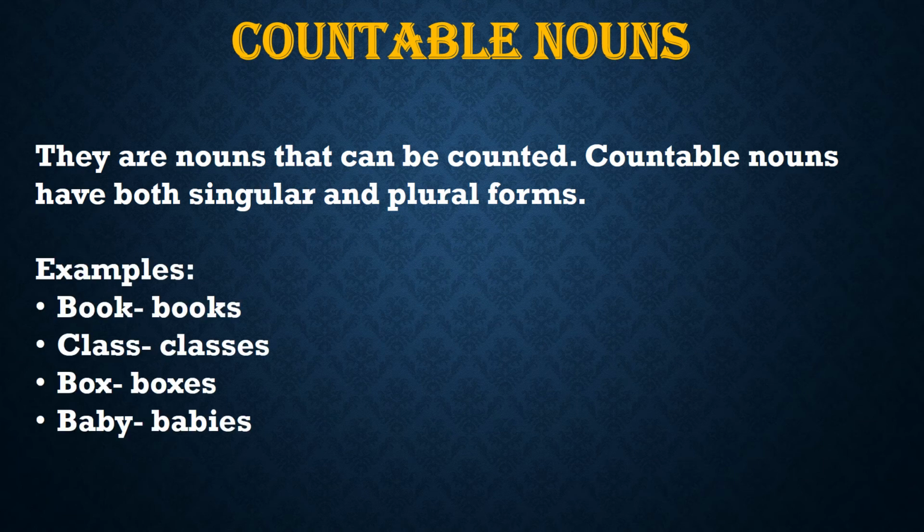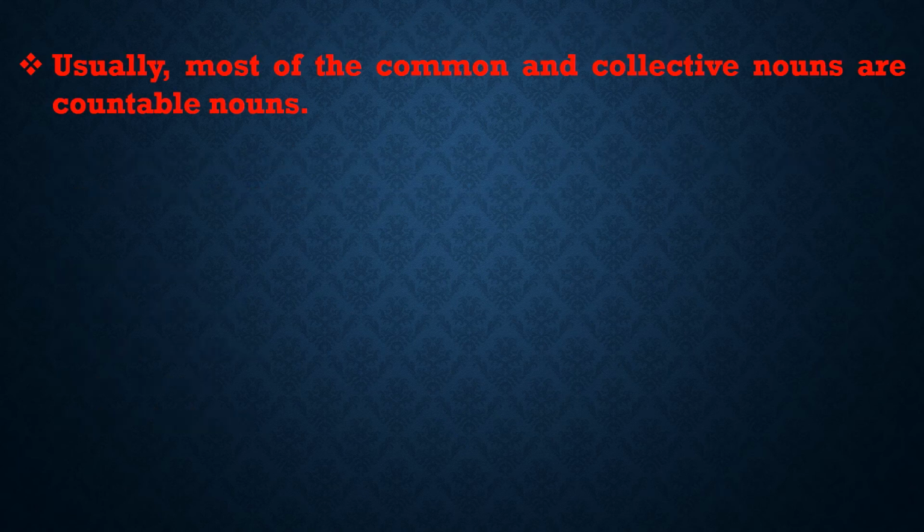So here examples are given to you. For example, 1 book, so many will be books. Class, many will be classes. Box, single, boxes, plural. Okay, baby, singular, babies, plural. Usually, most of the common and collective nouns are countable nouns. Okay, obviously common nouns we can count. All the examples that you have read in the previous slide were almost all common nouns, right? And collective nouns, these two we can count.